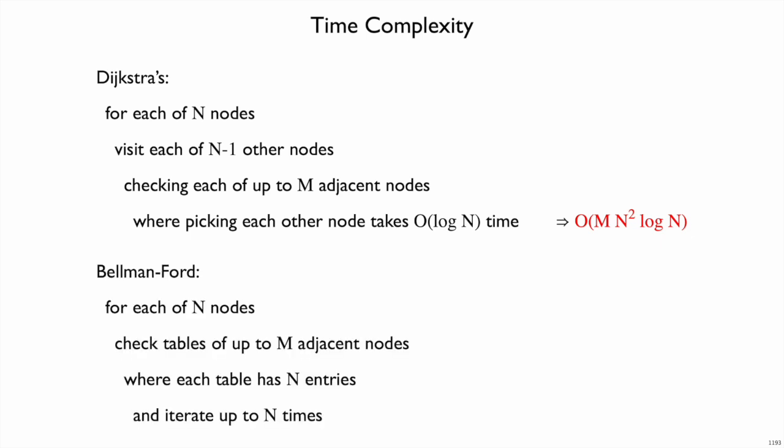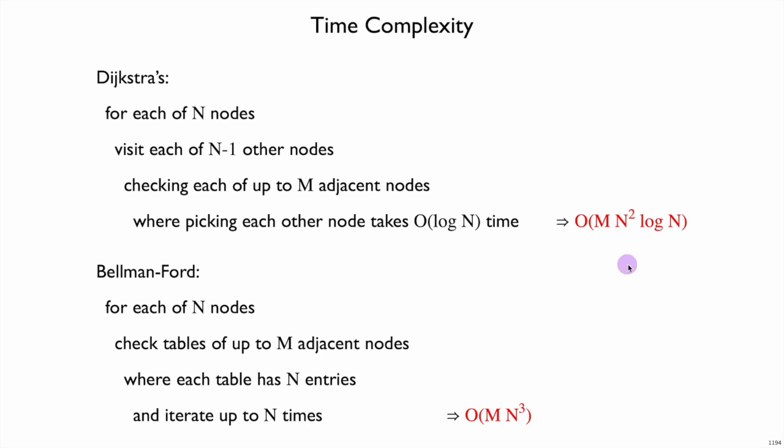For Bellman-Ford, we are going to do a number of iterations. On each iteration, we're going to consider each of the n nodes, and each node will talk to its m neighbors, getting a table from each neighbor. When it gets a table, it has to consider every entry in that table, and that table has n entries because it's telling us the distance to all the other nodes. That was all just for one iteration, and then in the worst case, we have to iterate n times. So the asymptotic complexity of Bellman-Ford is m times n cubed.